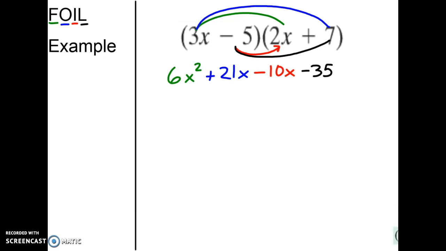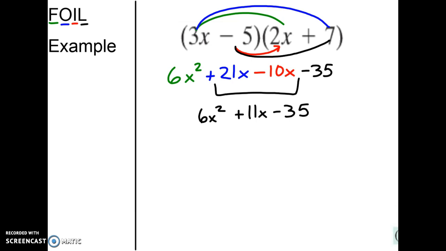And so the last thing that we need to do is that we need to combine those like terms in the middle. So we have 6x squared. And then we do 21x minus 10x, which would give us a positive 11x. And then we have the minus 35 at the end. So that would be the simplified answer.